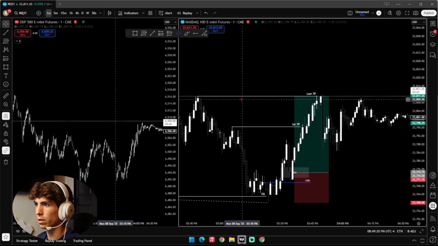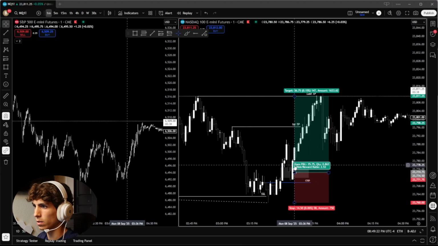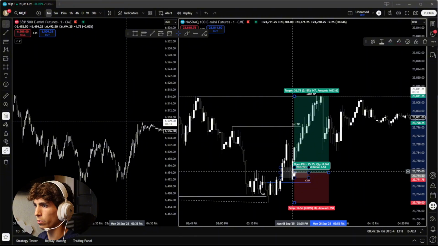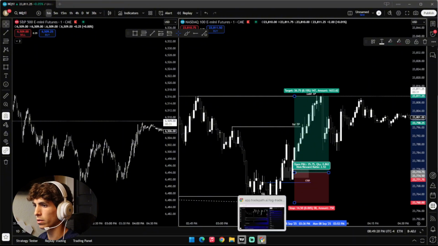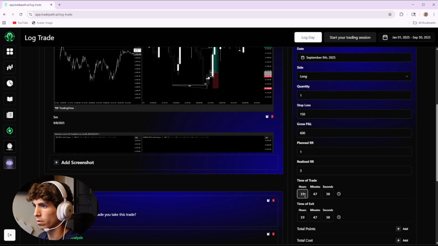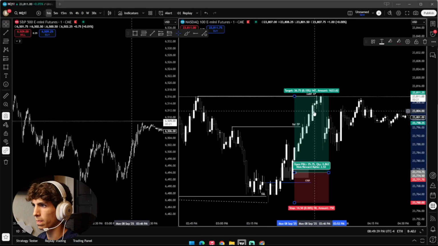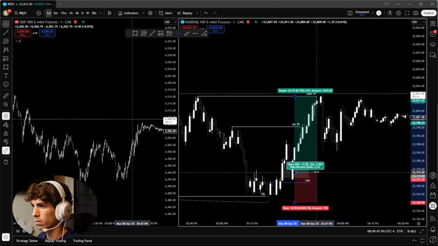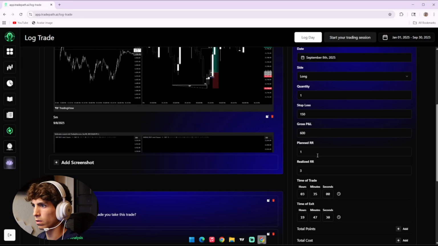So I would go back to my software. I saw that we entered at 3:35. And then where did I exit the trade? When I hit this TP right here, so at 3:47.